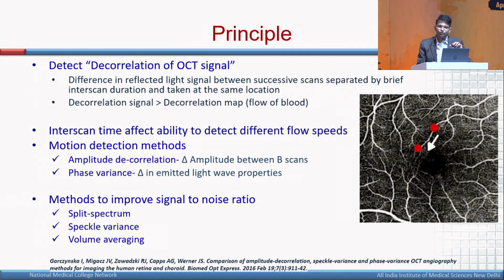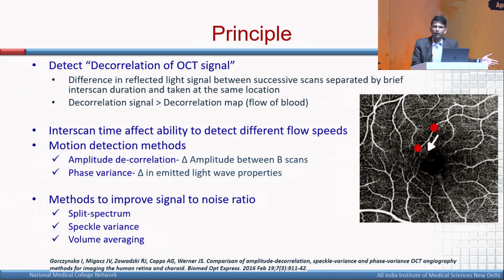Now, the principle of OCT angiography is that it's based on decorrelation signals. What do I mean by that? Successive B-scan images are taken at a particular point in the retina or the choroid. The detector detects the difference in the signal from these two images at the same place. This decorrelation signal is interpreted by the machine as occurring because of movement within the structures captured by the B-scan.